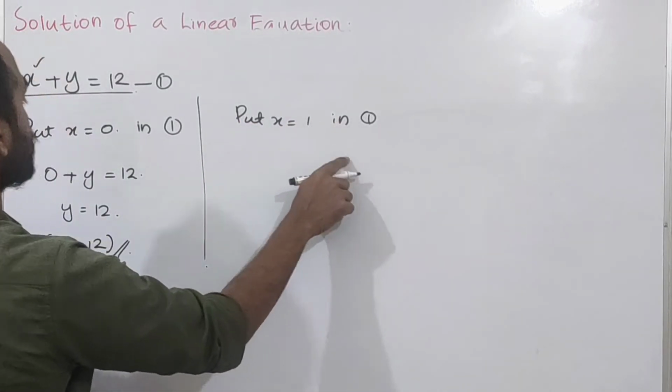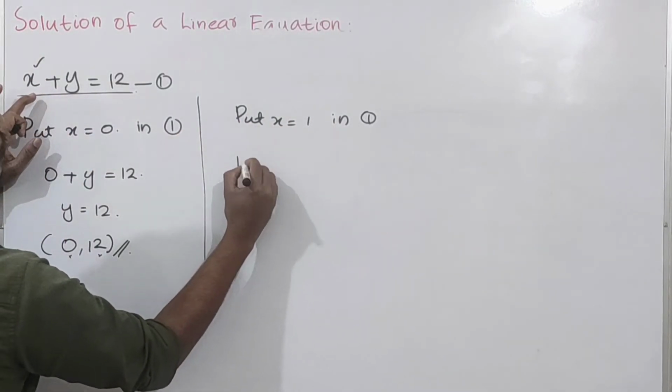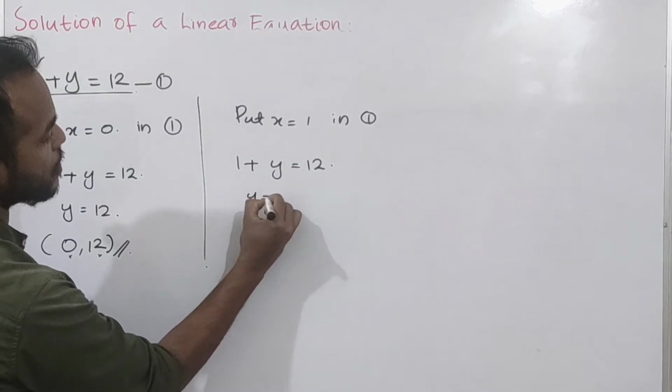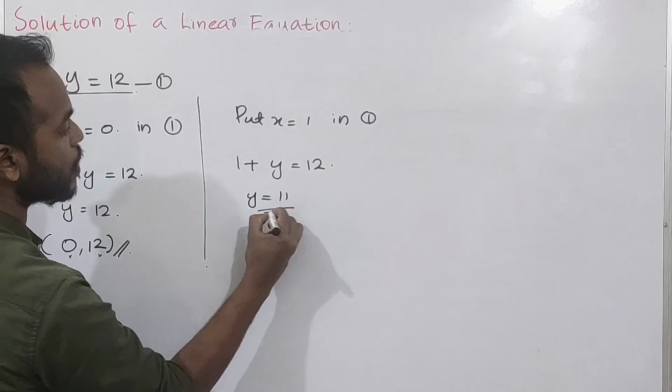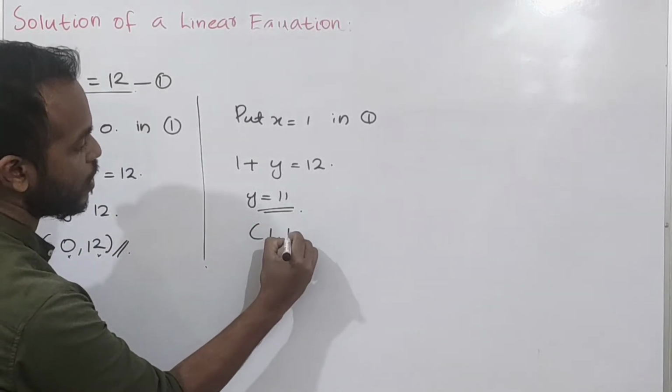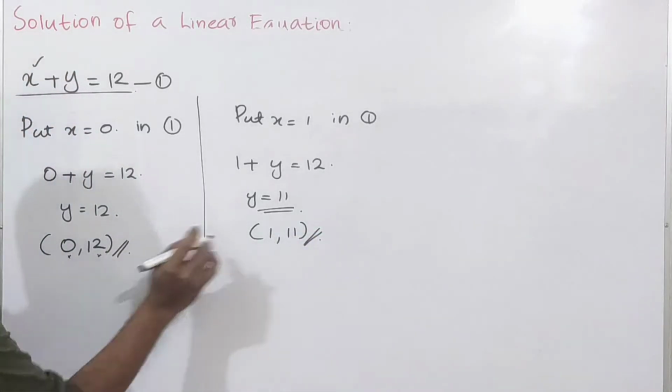Putting x is equal to 1 in equation number 1, what happens? 1 plus y is equal to 12, or y is equal to 12 minus 1, or simply 11. So how will you write the solution? 1 comma 11. So this is the next solution.